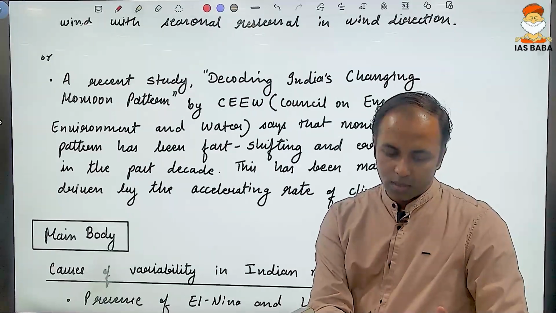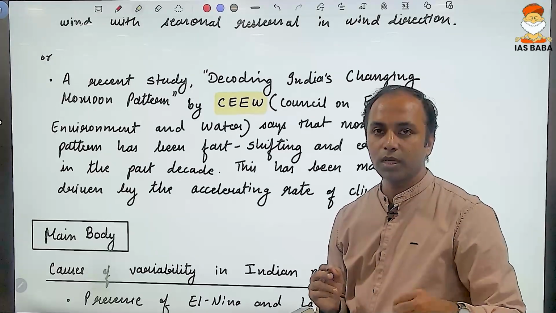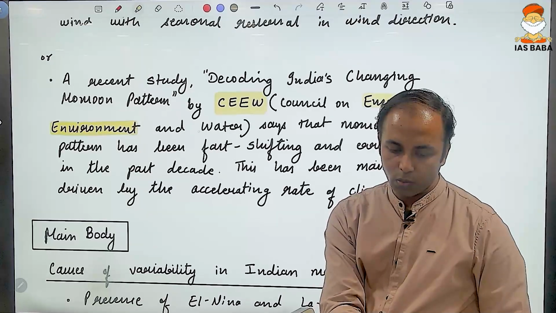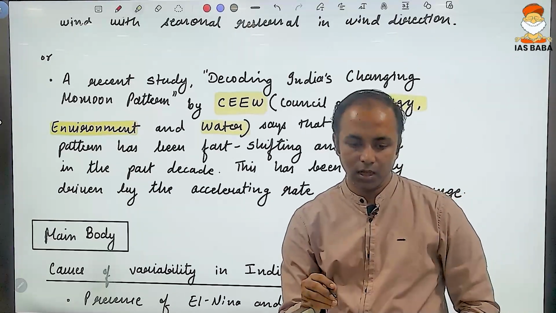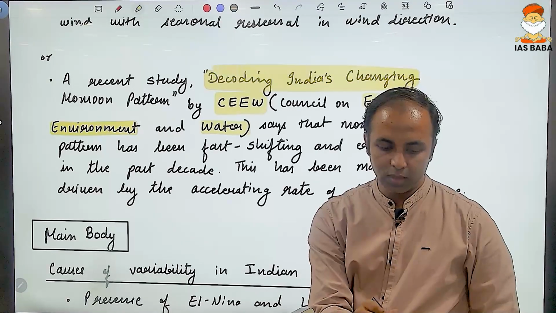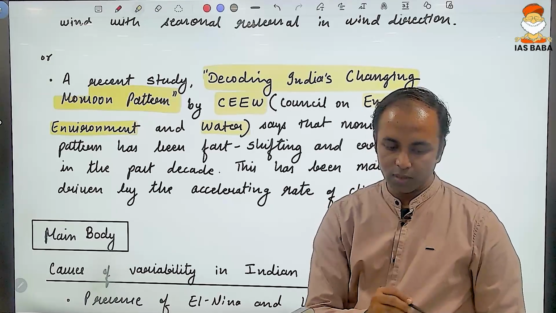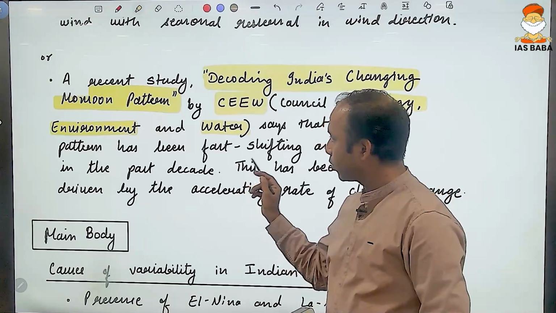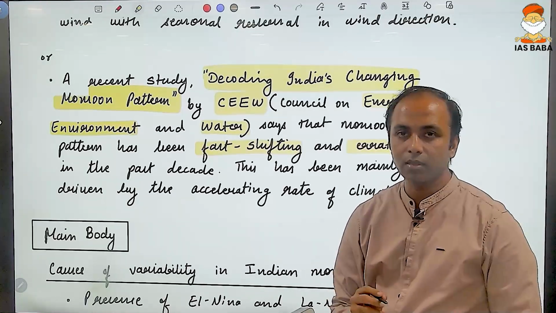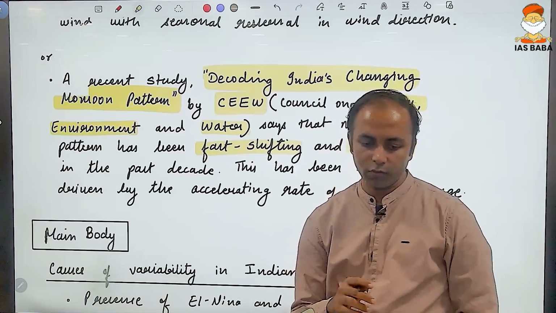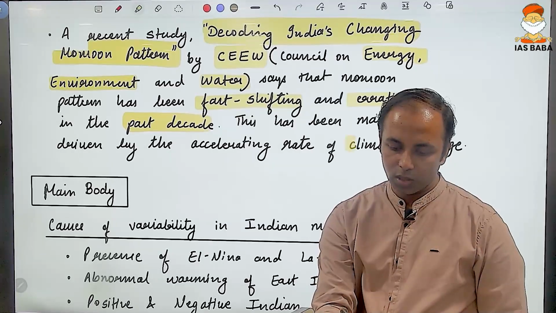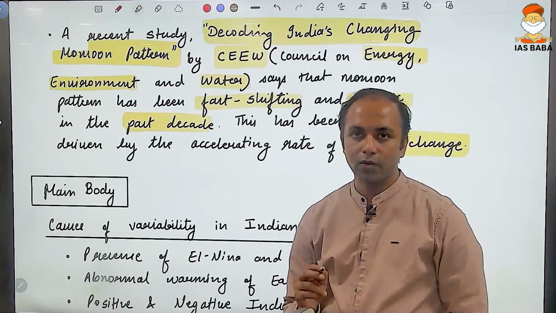For example, the CEEW, which is the Council on Energy, Environment and Water. This is basically an international think tank which came up with a research study decoding India's changing monsoon pattern. In this study they said that the monsoon pattern has been fast shifting and has become more and more erratic. That is, at times very high rainfall, at times very low rainfall in the past decade, and this is the result of the faster rate at which the climate is changing.